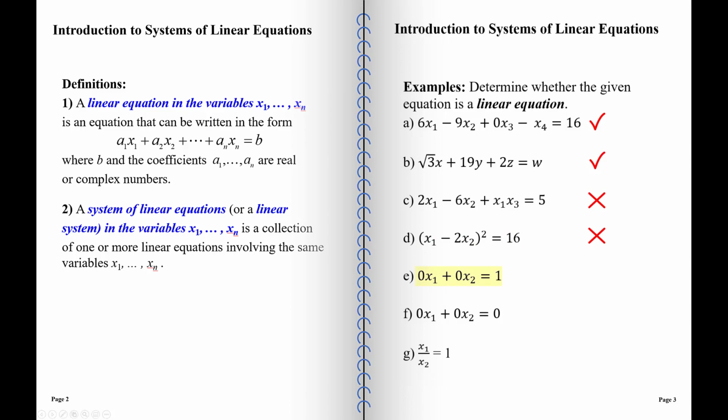Now what about E? Well, let's see. Is this linear in x1 and x2? Well, 0 times x1 should be 0. 0 times x2 should be 0. We would get 0 plus 0 equals 1. That doesn't seem to make sense. So is this linear? I'll leave it to you for a moment, and I hope you answered it. The answer is yes. This is, in fact, a linear equation. Now, in college algebra, these were excluded from being linear, but in this course, this certainly meets the definition of a linear equation in x1 and x2.